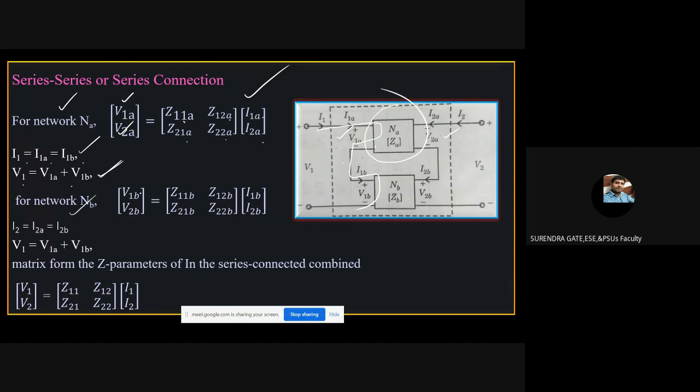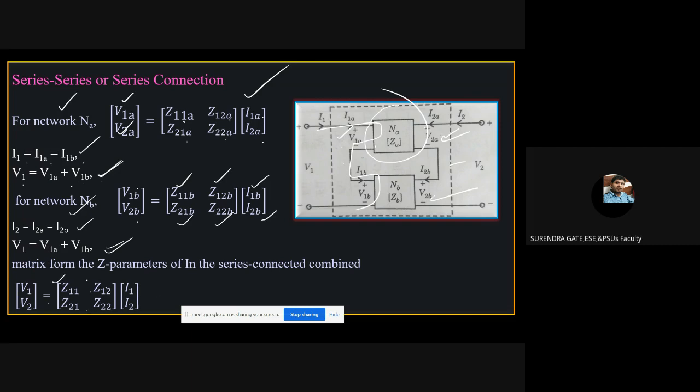Then for network B, V1B and V2B equal Z11B, Z12B, Z21B, Z22B times I1B and I2B. Even at the output port, the currents are equal because of the series connection. In parallel connection, voltages are added. Now, the matrix form of the Z parameters of the series connected combination. What is the total Z parameter? I am writing V1, V2 equal Z11, Z12, Z21, Z22 times I1, I2.